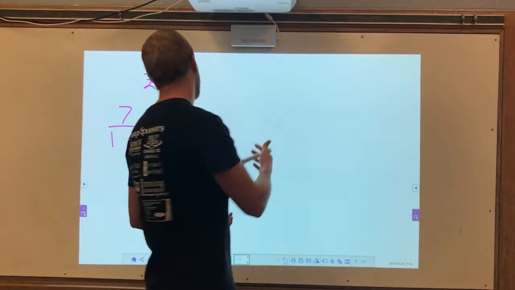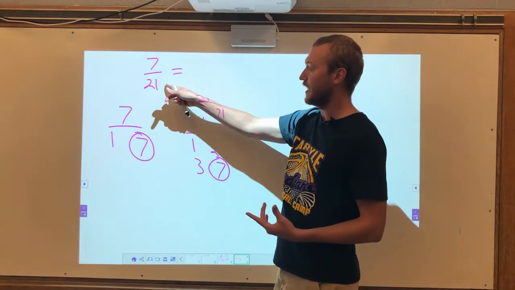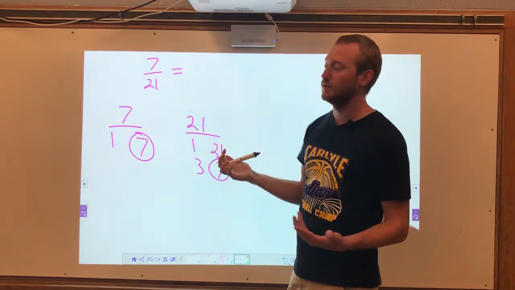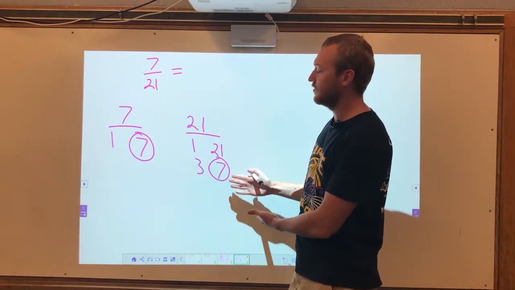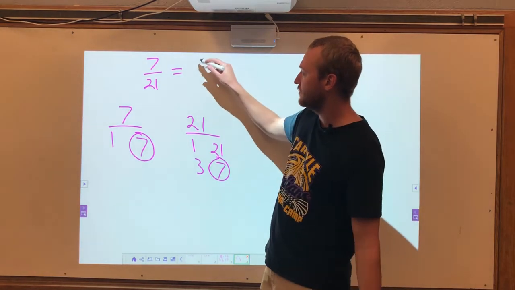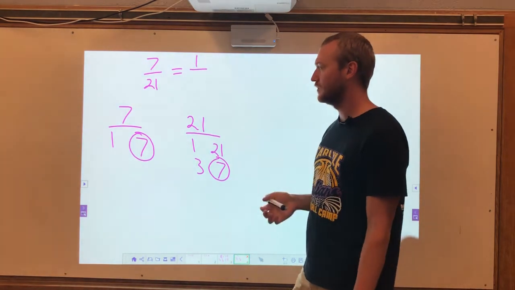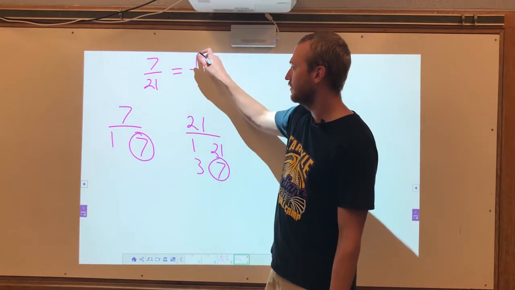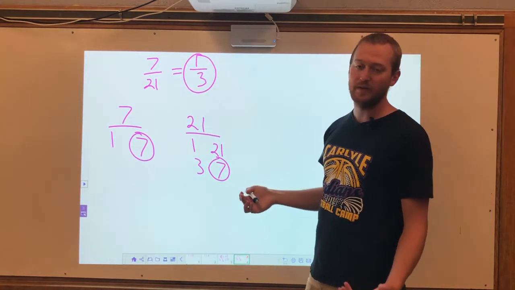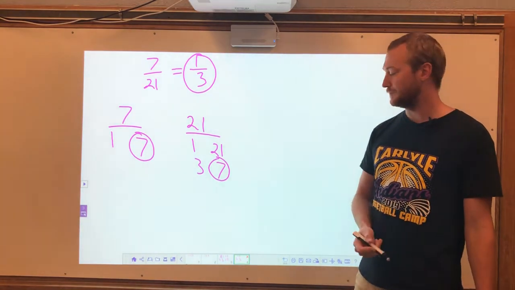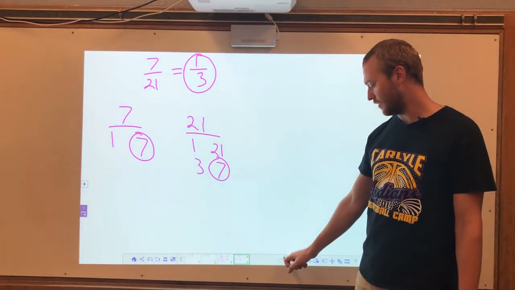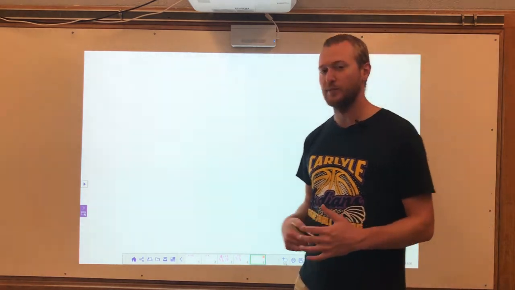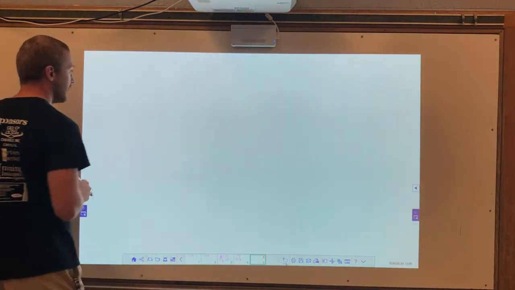So that means we're going to divide our numerator and denominator, which is 7 and 21, by 7. 7 divided by 7 is 1. 21 divided by 7 is 3. So 7 over 21 simplifies down to 1/3. Let's go back to actually multiplying some fractions.